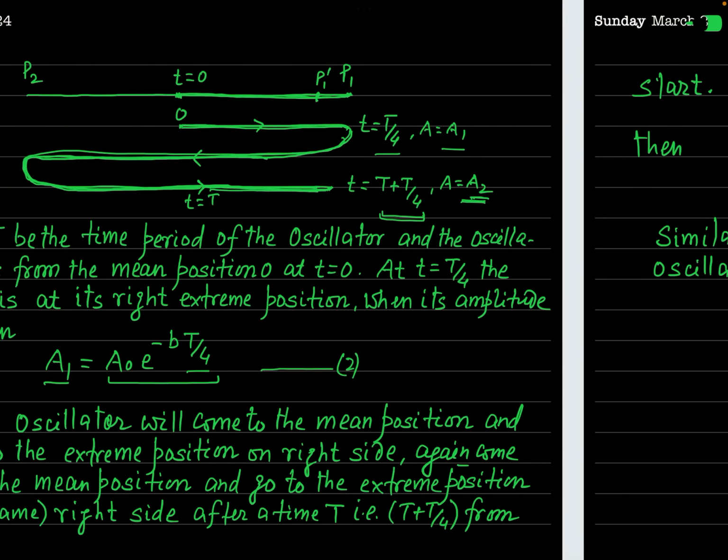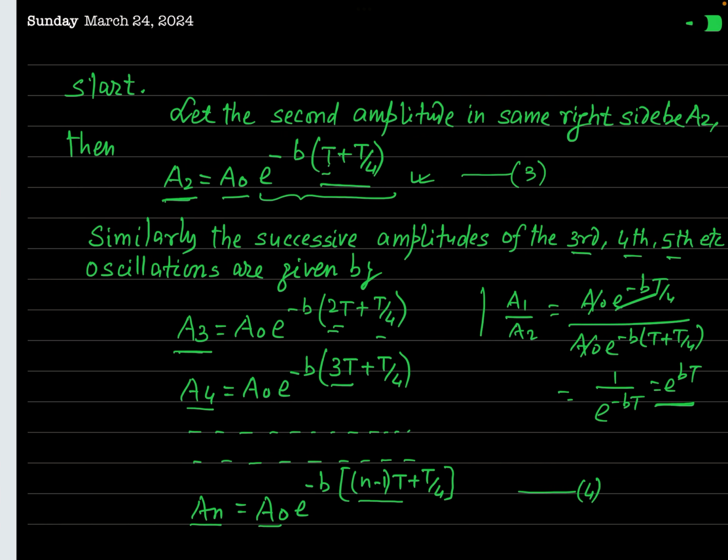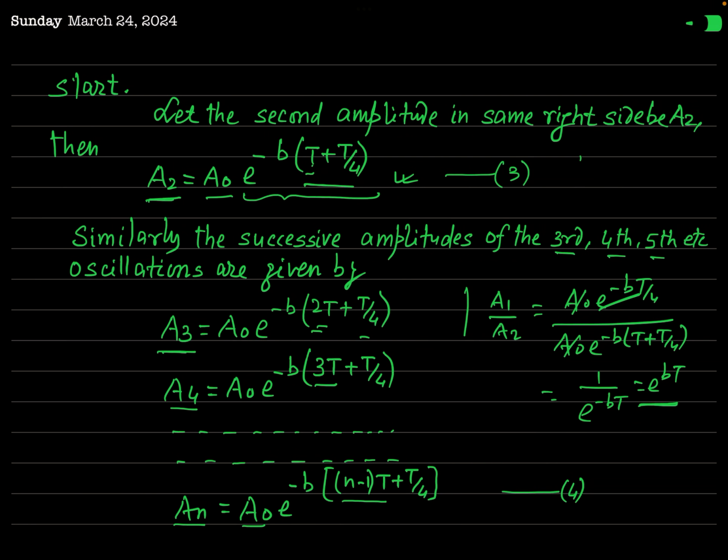You can see when we talk about a1, the time is T by 4. When you talk about a2, the time is T plus T by 4. So what is the difference of these two times? This will be T plus T by 4 minus T by 4, and that will be equal to T. So these amplitudes a1 and a2 are separated by a time period T.